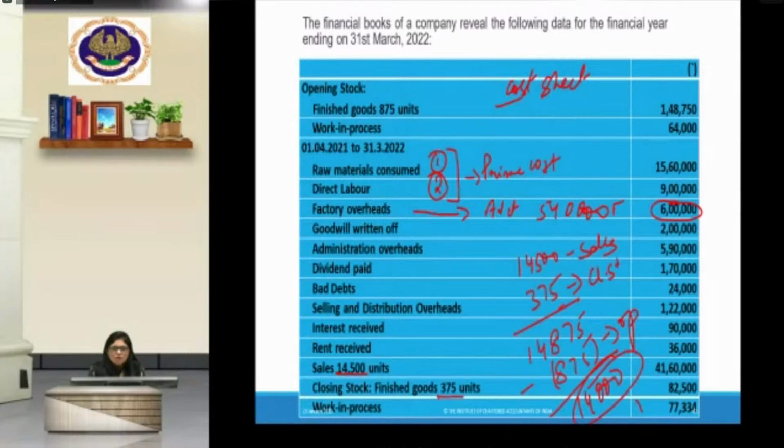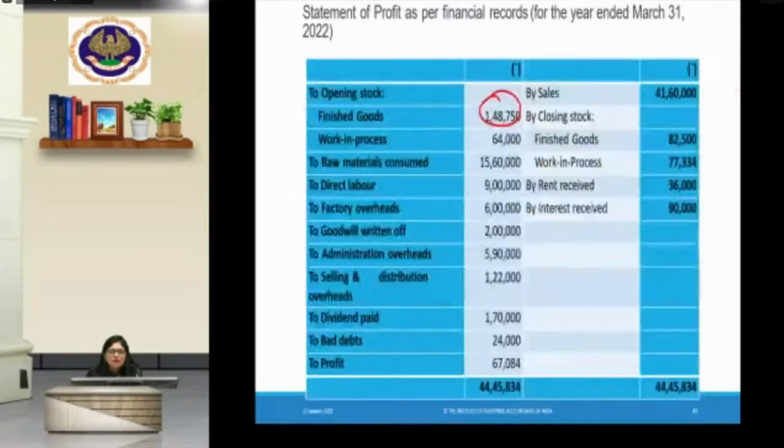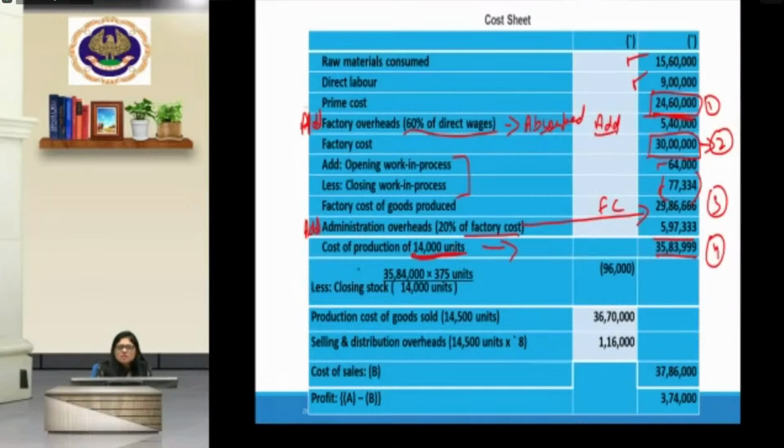I'm repeating. 14,500 we sold. 375 we are still left with. That means the total should be 14,875. Out of this, 875 was from the opening stock. All right. That means the current production is 14,000 units. That exactly is given here. So the fresh production is 14,000, and the cost of production for 14,000 is 35,83,999. On the basis of this, we have calculated the closing stock.